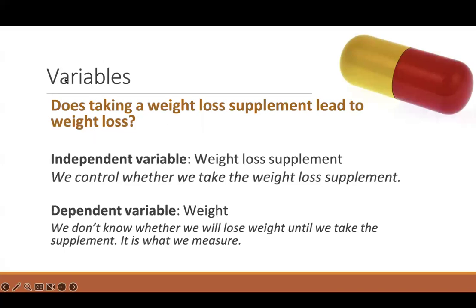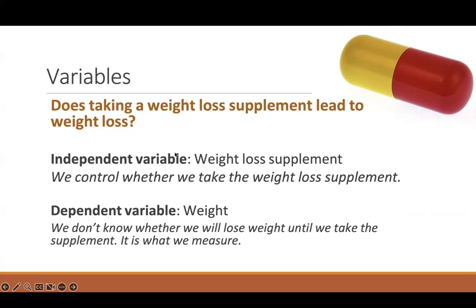So, for example, we might have an experimental question where we're wondering if taking a weight loss supplement leads to weight loss. Okay. So in this experiment, we would know that our independent variable is the weight loss supplement. We are going to control whether our patients, our experimental subjects, take the weight loss medication.